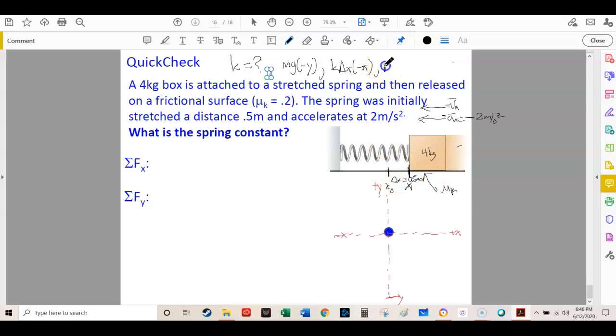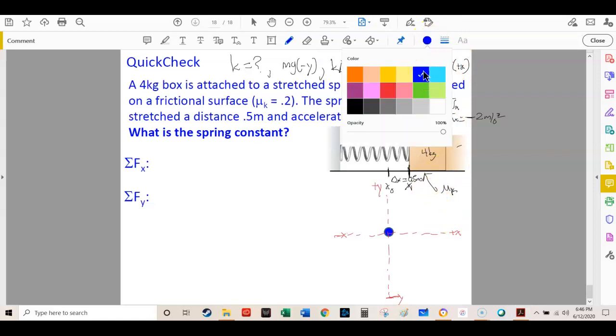Now you have a surface. The surface is going to be acting in the positive y direction as a normal force, but since the object is moving to the left, the frictional force, which is mu sub k times the normal force, is going to be working to the right, in the positive x direction. The object's moving to the left, and friction is a resistive force, so it works to the right.